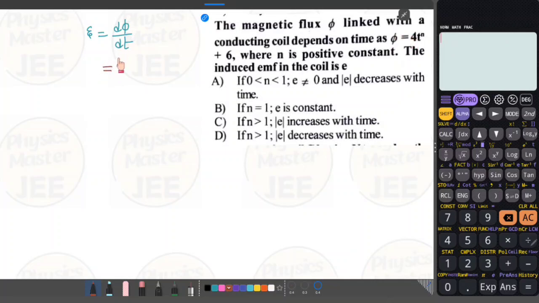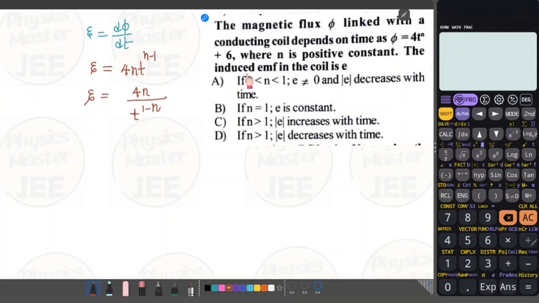So this is 4tⁿ, therefore we get 4n t power n minus 1. The derivative of the constant 6 is 0, so plus 0. Therefore this is the EMF, and I can rewrite it as 4n by t power 1 minus n. I can rewrite it like this for my calculation purpose.